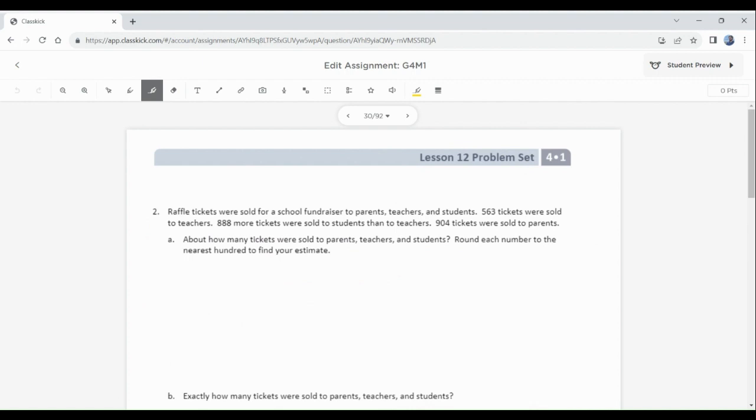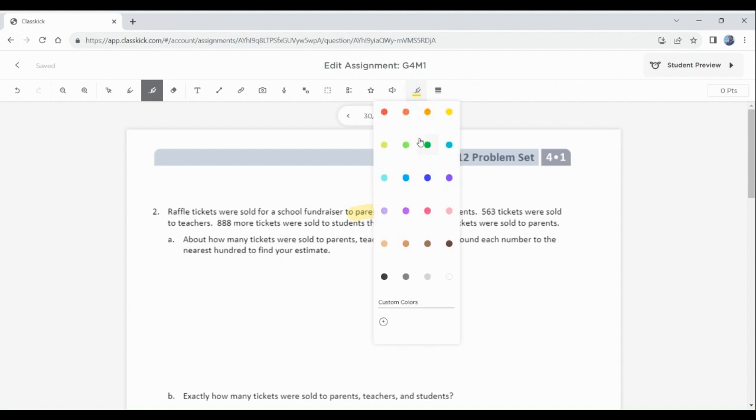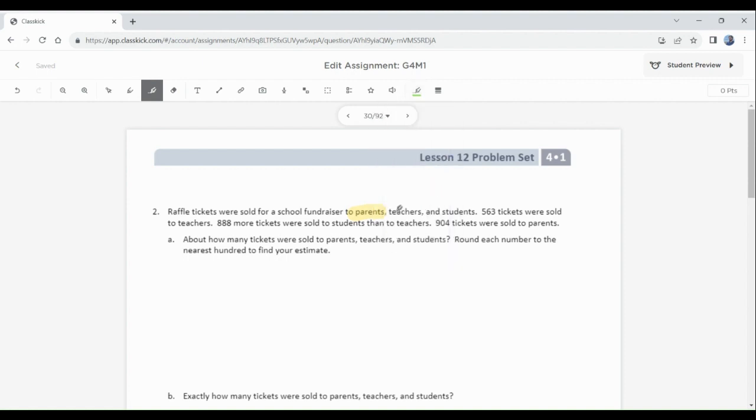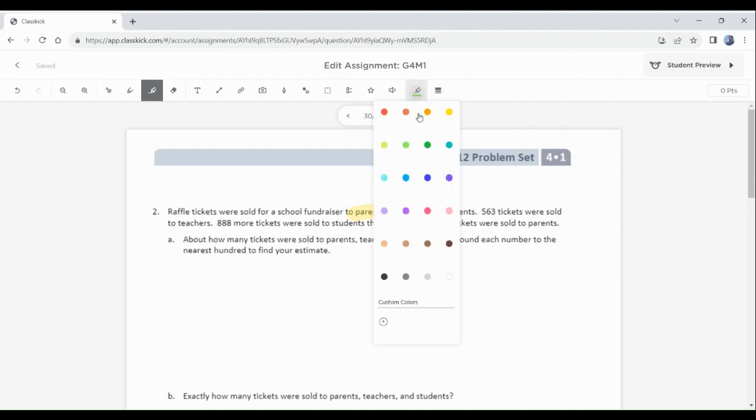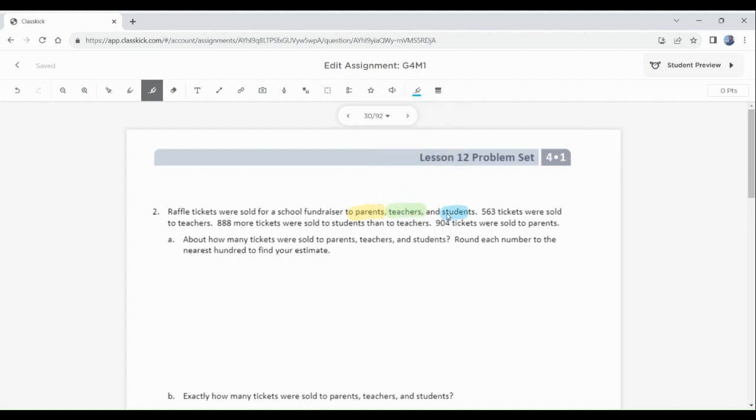Number 2 says, raffle tickets were sold for a school fundraiser to parents, teachers, and students. So we have parents getting some, and I'm going to try and color code these as best as I can. Parents, teachers, and students.